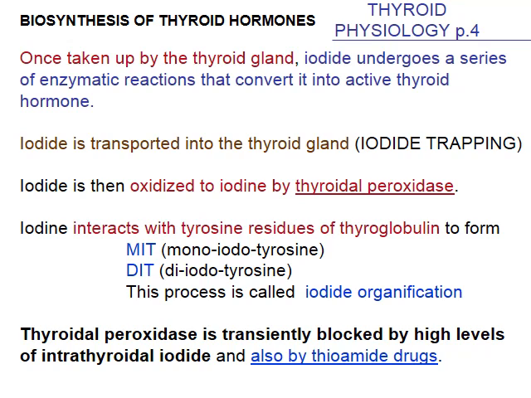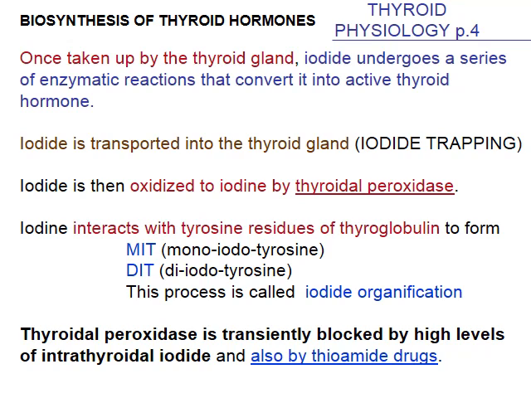Now, the process by which the thyroid gland removes iodide from the blood is called trapping. Right? That's called iodide trapping. So the thyroid gland has removed the iodide from the blood. That iodide gets oxidized to iodine by an enzyme called thyroidal peroxidase. Okay, so this is an enzyme that oxidizes iodide back to iodine. And that iodine is going to interact with tyrosine residues within thyroglobulin to form different types of chemical structures, the MITs, the monoiodotyrosines, and the DITs, the diiodotyrosines.